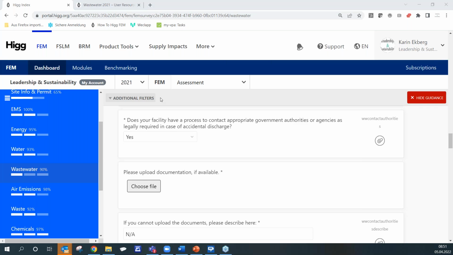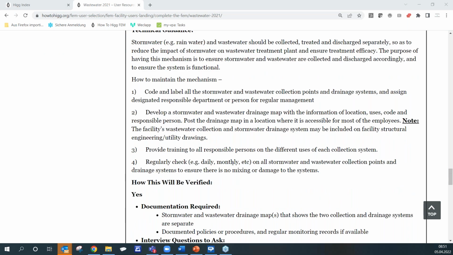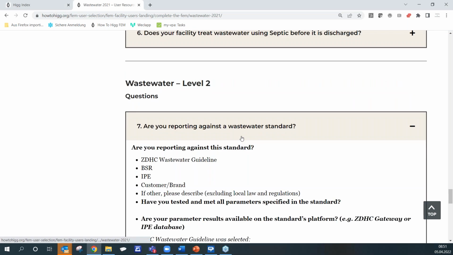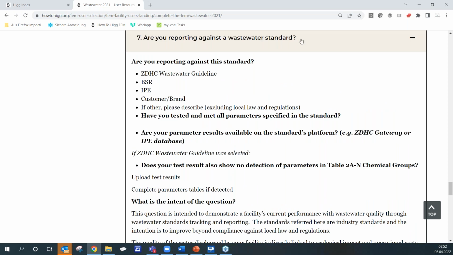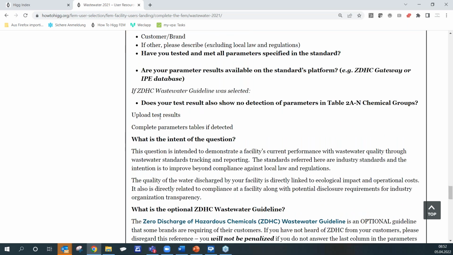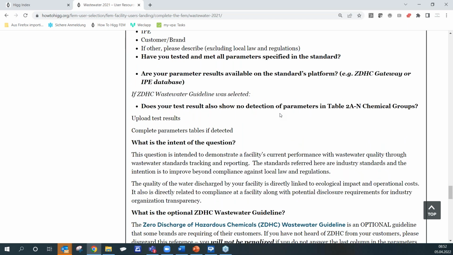Otherwise, let me see here. Yeah. And then I want to make sure, is it true that for wastewater standards on level 2, we can't use local government regulation? Yes, that is true. And let me go to the how to Higg just to show you. So we need to go to question 7 here. So here you see, are you reporting against the wastewater standard? Are you reporting against this standard? And then there should be a note somewhere that it is not allowed.